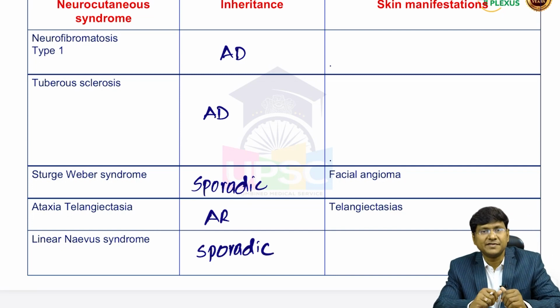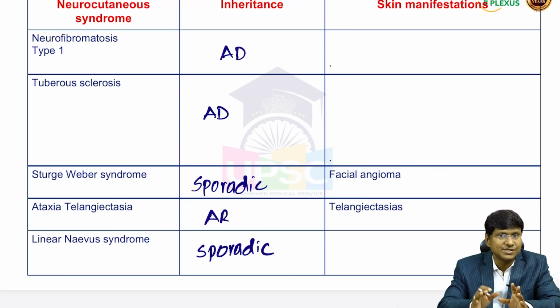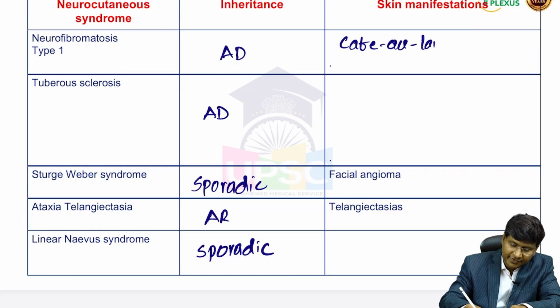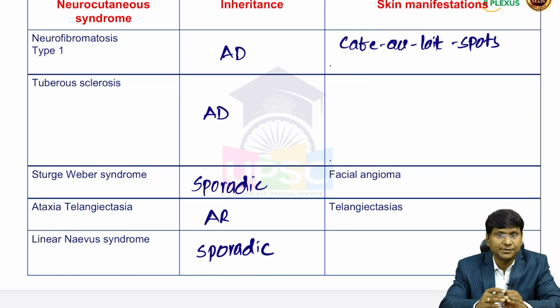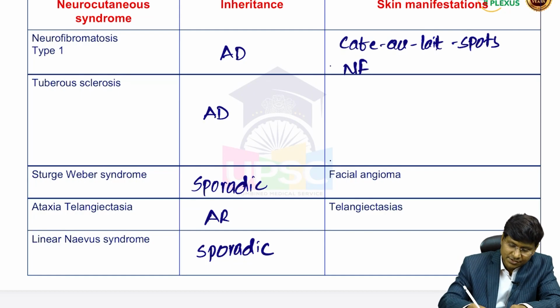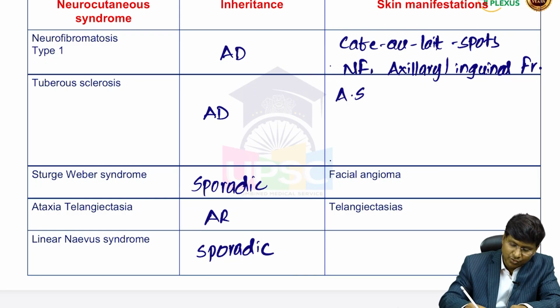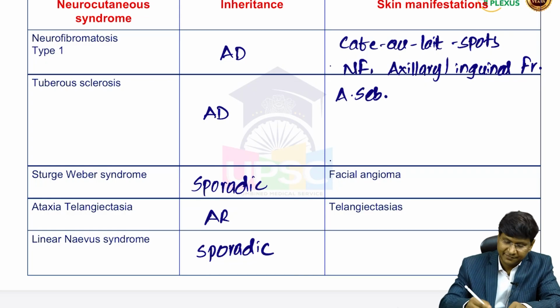The skin manifestations are very important because here it is neurocutaneous syndrome. In neurofibromatosis type 1, it is the café-au-lait spots. These are very important cutaneous markers in neurofibromatosis type 1. Then neurofibromas are another important feature, and next you have axillary or inguinal freckling. And in tuberous sclerosis, which is also autosomal dominant, adenoma sebaceum is one important cutaneous manifestation.